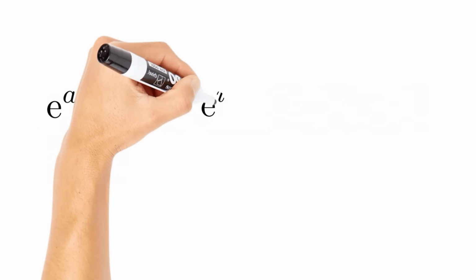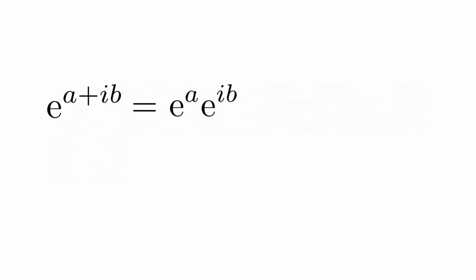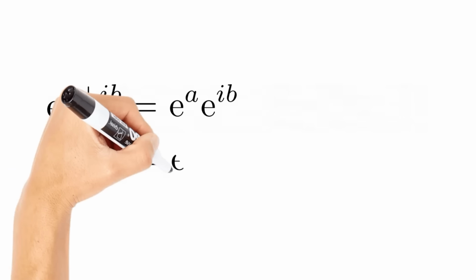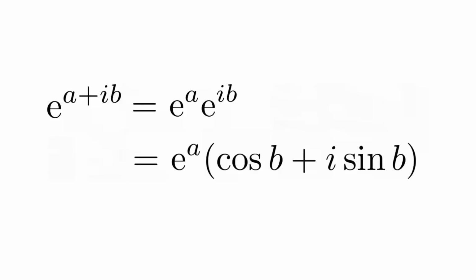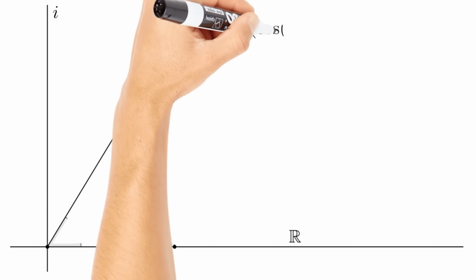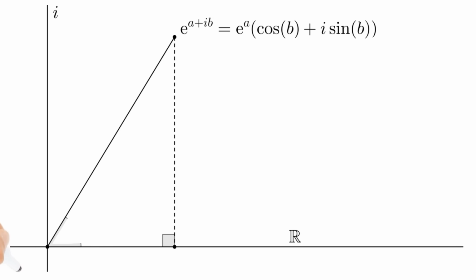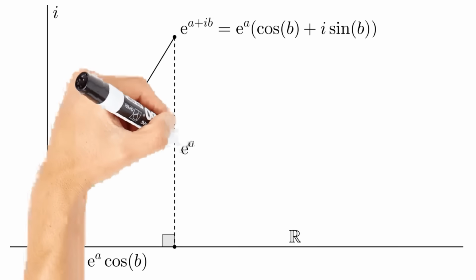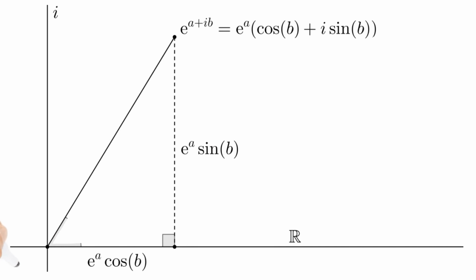So you get e to the a times e to the ib, and Euler's formula says that e to the ib is equal to cosine of b plus i sine of b. And so you end up getting e to the a times cosine of b plus i sine of b. And if you plot that on the complex plane, you get a location where, if you take an arrow from the origin and point to that location, the x-coordinate is e to the a times cosine of b, and the y-coordinate is e to the a times the sine of b.